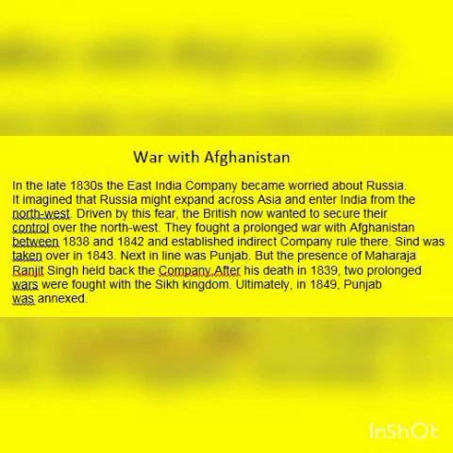Sindh was taken over in 1843. Next in line was Punjab, but the presence of Maharaja Ranjit Singh held back the company. After his death in 1839, two prolonged wars were fought with the Sikh kingdom. Ultimately, in 1849, Punjab was also annexed.